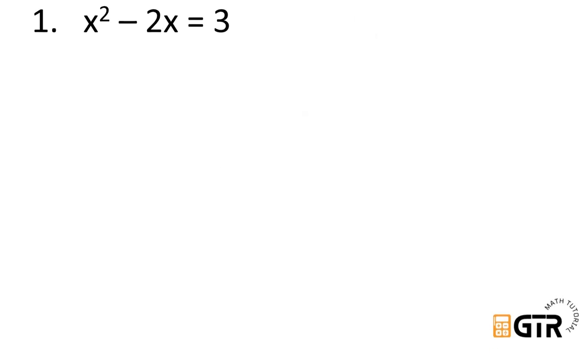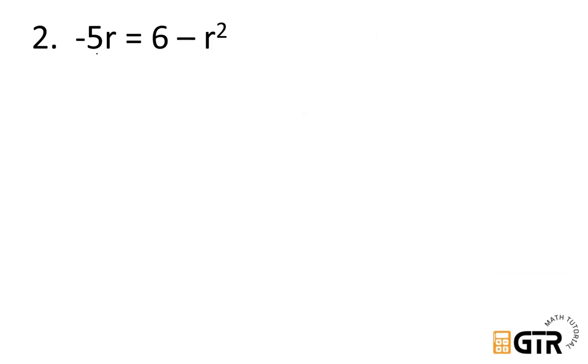Okay, so let's try number 2. Number 2, negative 5r is equal to 6 minus r squared. First step natin, okay na yung coefficient ng r squared. So yung r squared walang coefficient, ibig sabihin 1. So okay na yung first step natin. Ang second step na lang, gawin natin, naka-isolate dapat yung number. Yung number lang naka-isolate, itong 6.